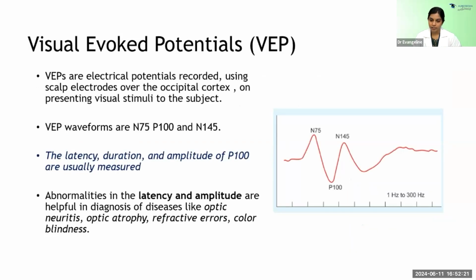Visual evoked potentials. VEPs are electrical potentials recorded using scalp electrodes over the occipital cortex of the brain on presenting visual stimuli to the subject. VEP waveforms are N75, P100, and N145. So, we measure the latency, duration, and amplitude of the P100 wave. Abnormalities in the latency and amplitude are helpful in diagnosis of diseases like optic neuritis, optic atrophy, refractive errors, and color blindness. So I'll be ending my talk.